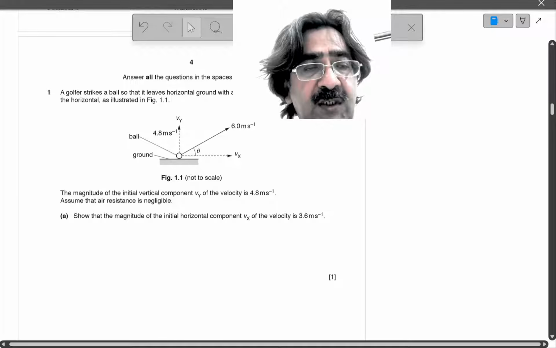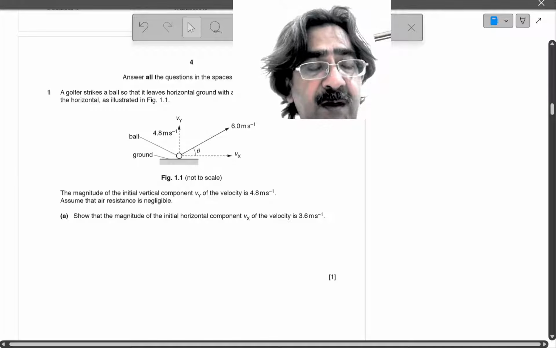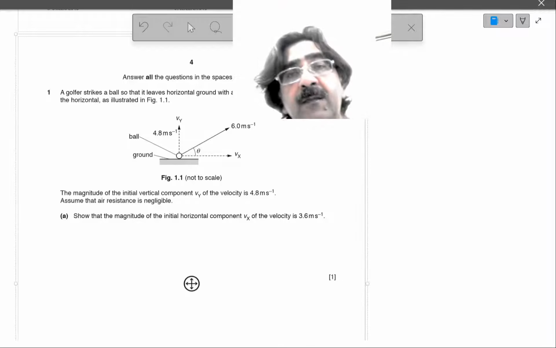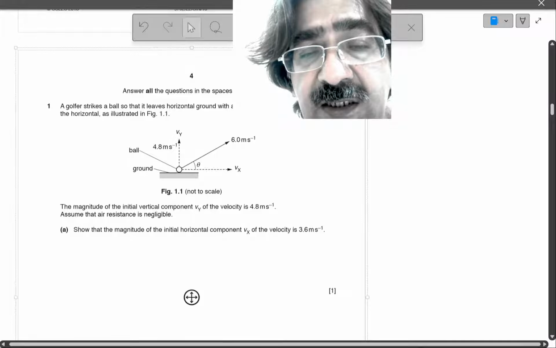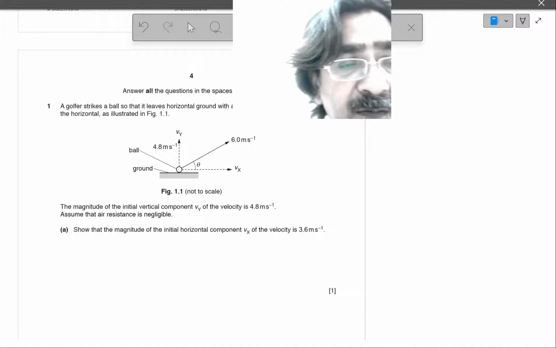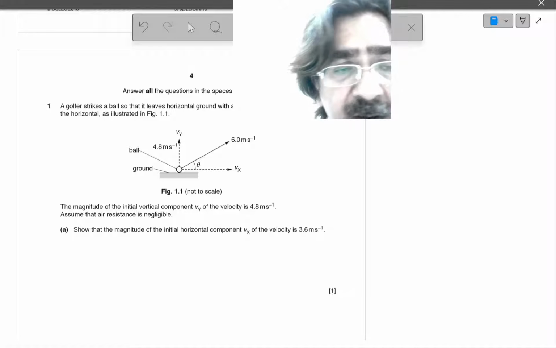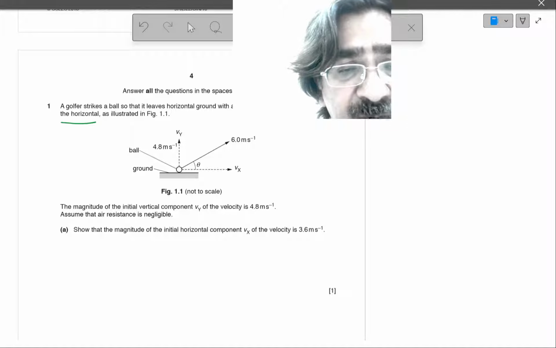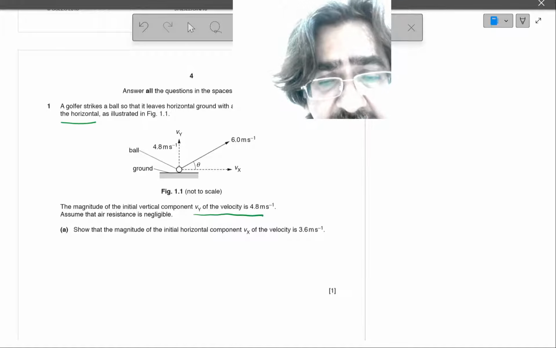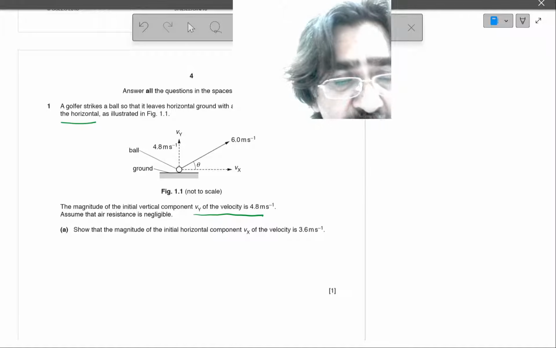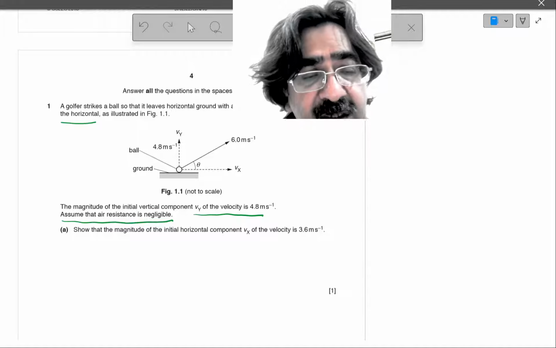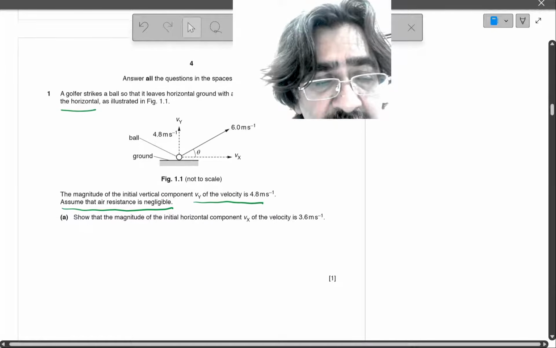Question number one is about a golfer who strikes a ball so that it leaves horizontal ground with a velocity equal to 6 meters per second at angle theta. This angle theta is with the horizontal, as shown in the figure. The magnitude of the initial vertical component is also given, that is 4.8, assuming that air resistance is negligible. I mean, we consider there is no air resistance.